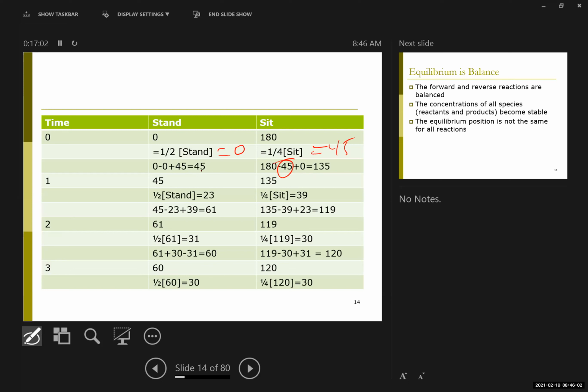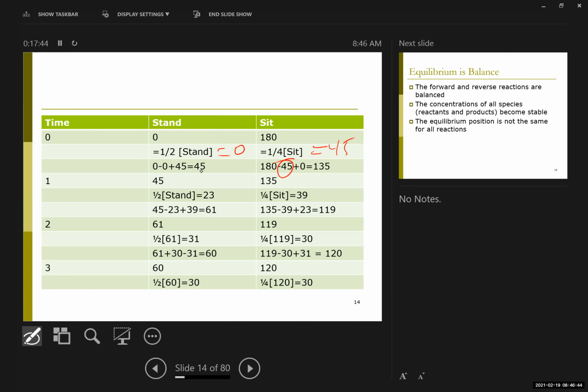Half the standers sit, 1/4 of the sitters stand, right? You can see now what's happening because the number of standers has grown, that rate keeps getting higher. Because the number of sitters has been decreasing, that rate keeps getting smaller. Right. And in that third time interval, half of 61, again, rounding is 31 people. A quarter of 119, again, rounding is 30 people. That's a net difference of 1. Right. Which gets me to 60 people standing and 120 people sitting.